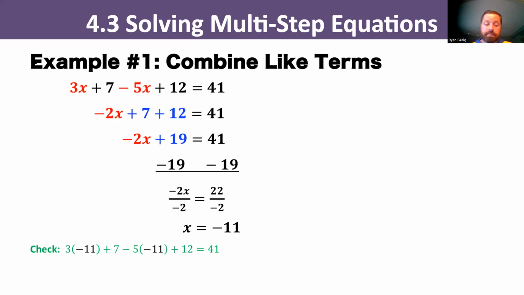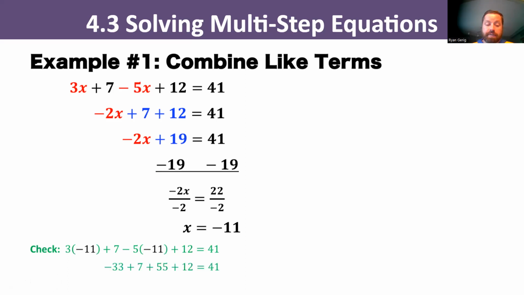This is how I check it. So I do 3 times negative 11. I replaced x with negative 11, plus 7, minus 5 times negative 11, plus 12. And we're going to see, does that left side simplify down to 41? I don't mind if you use a calculator here. Make sure you type it in correctly. Or you could just do some mental math.